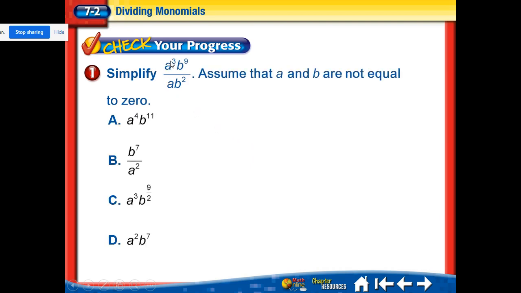Real simple. All right, here we have a to the third minus a to the first. That's a squared. And then 7. So we have an a squared and a b to the seventh.